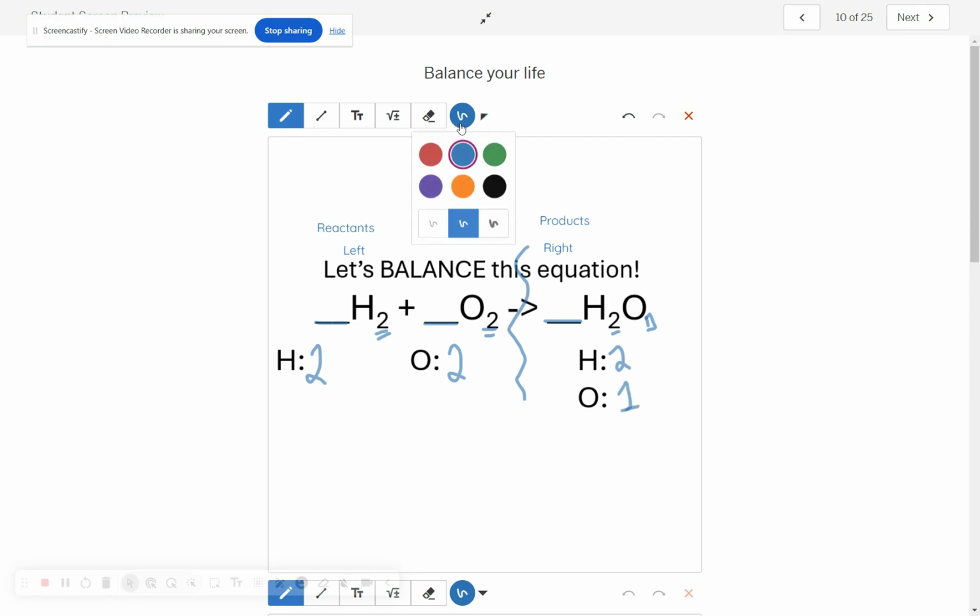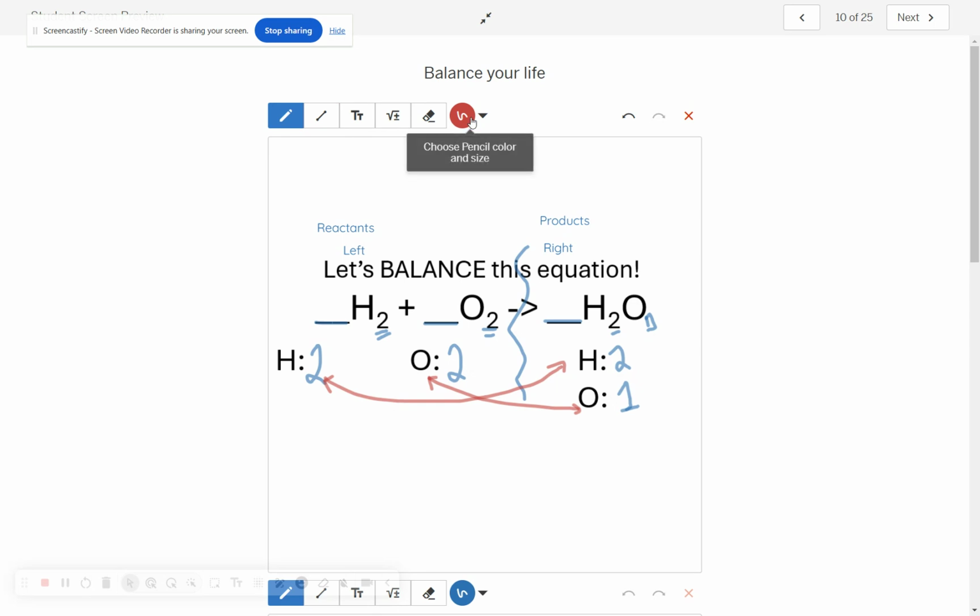Now, as you look at this, notice that your hydrogens actually match. There are 2 and 2. You're good to go. But your oxygens actually don't match. There's 2 on one side and 1 on the other, which means that we need to make them match. So let's go ahead and make that happen. Because there are 2 oxygen on the left and 1 on the right, I can only use multiplication. So I can multiply this right oxygen by something to make it equal to this number. There's 1 here, there's 2 there, so I'm going to multiply by 2.